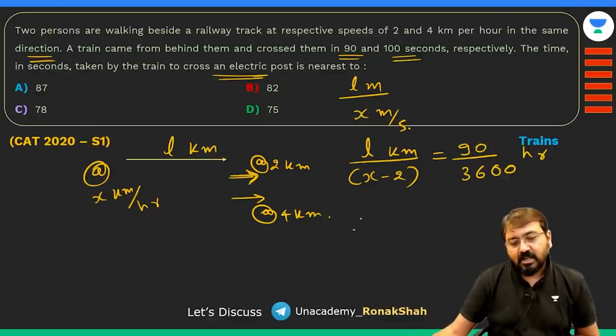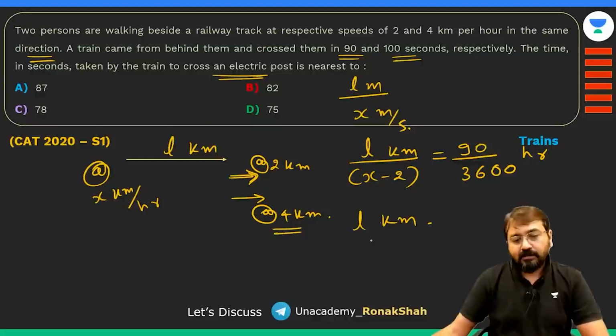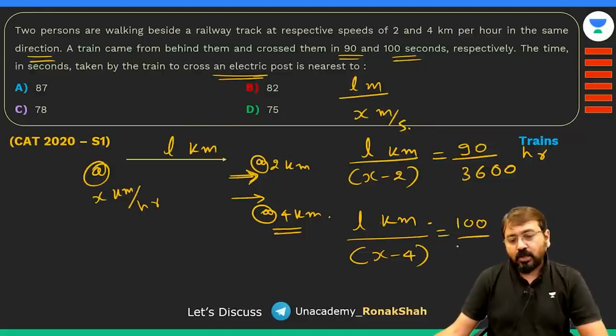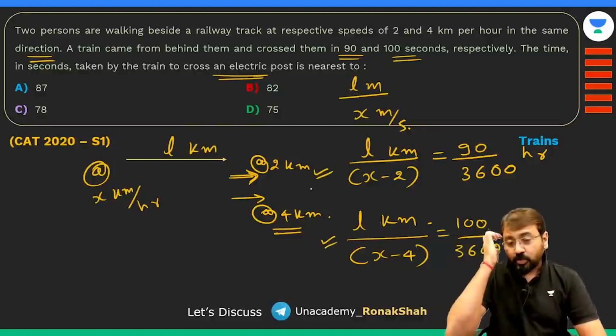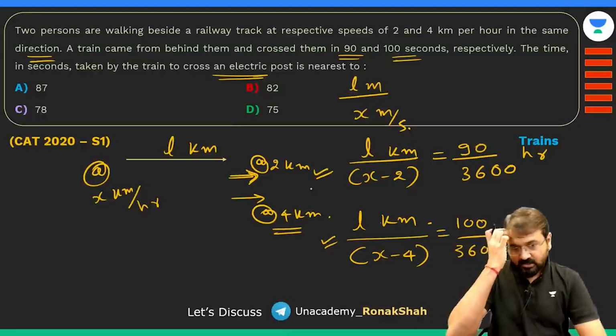Similarly, guys, in the second scenario, it crosses this person. So it travels distance of L kilometer, right? And the relative speed will be x minus 4 kilometer per hour, and it takes 100 seconds, right? It takes 100 seconds, so 100 by 3600. Let's do it this way. So we got two equations now, right? And we want to simplify these two equations.